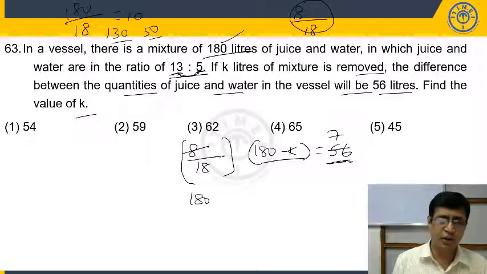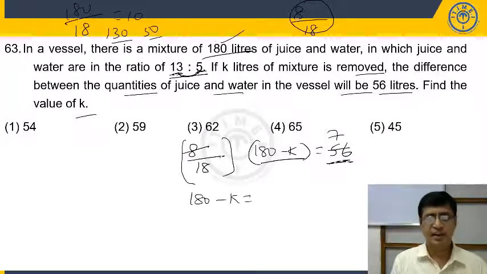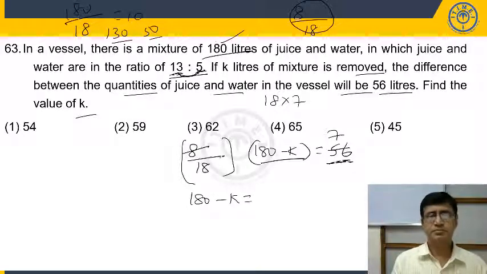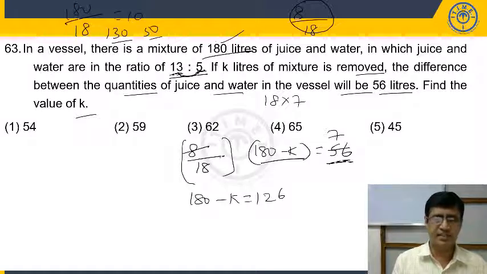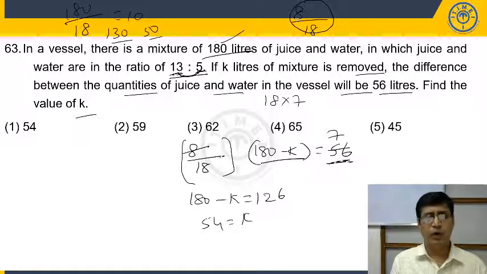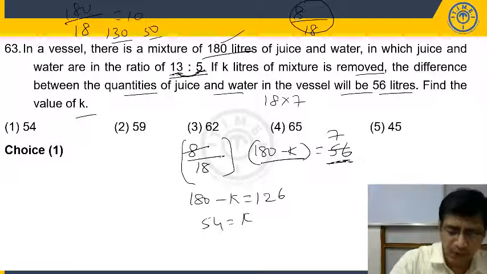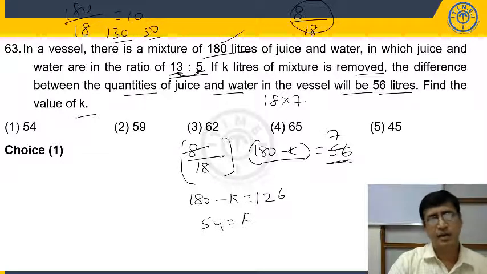So what is the result? 180 minus k is equal to 7 into 18. So how much is the product of 7 and 18? It is 126. Subtract 126 from 180. It will give the value 54. So what is the value of k? K is equal to 54. Am I clear?